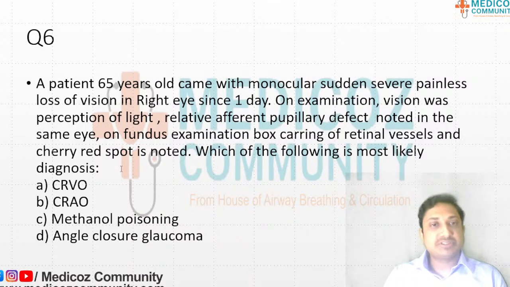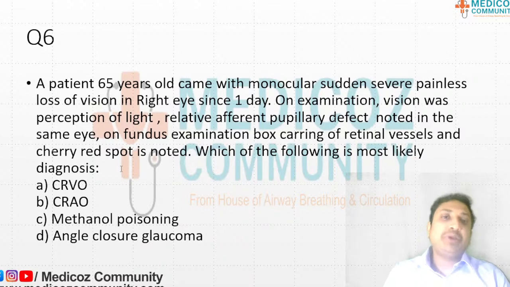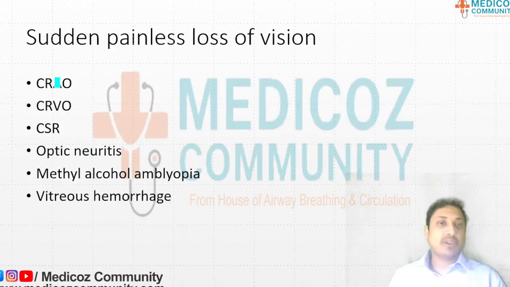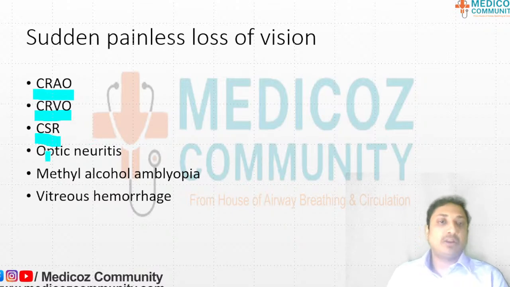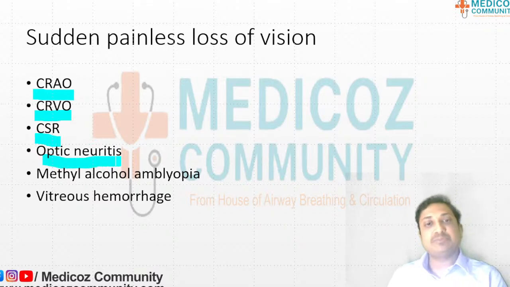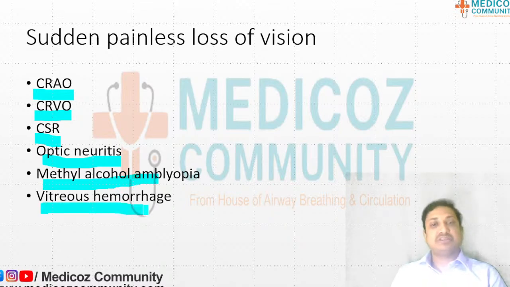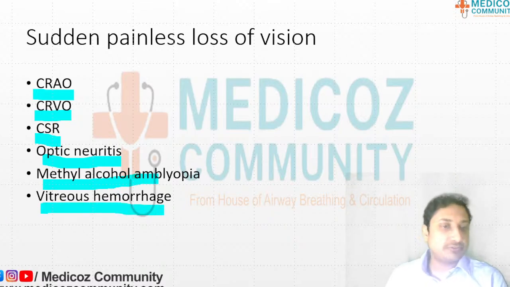Moving on to the next question, which is the sixth question for today. A patient 65 years old came with monocular sudden severe vision loss. Central retinal artery occlusion and central retinal vein occlusion are the two most important causes of sudden and painless loss of vision. Along with that, CSR, central serous retinopathy; optic neuritis, but optic neuritis sometimes can be painful also; methyl alcohol amblyopia; and vitreous hemorrhage are also causes of sudden painless loss of vision.